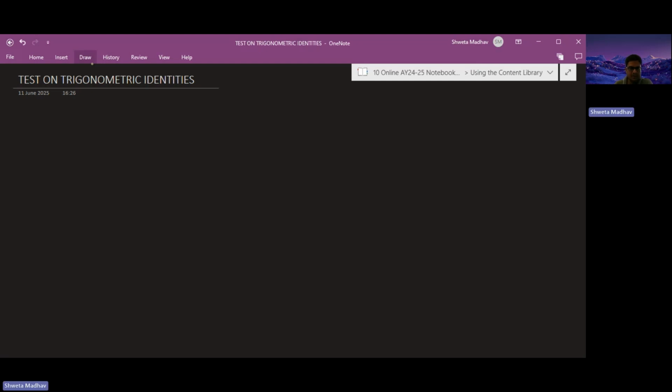In the first question, it is told that if x equals 2 cos square alpha and y equals 2 sine square alpha plus 1, then the value of x plus y will be how much, that we have to find out.